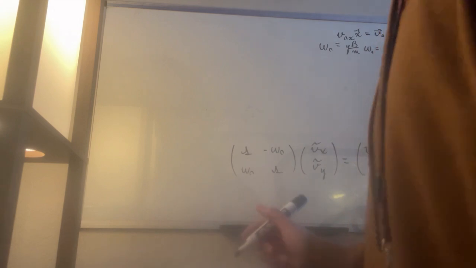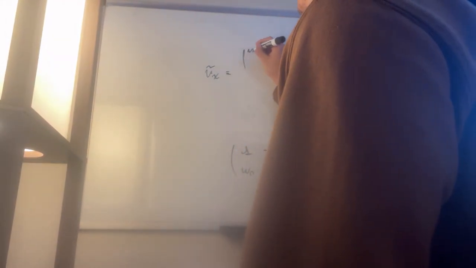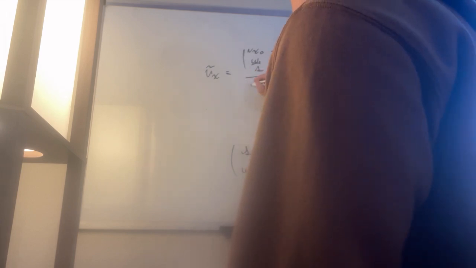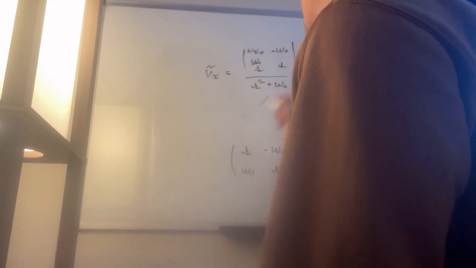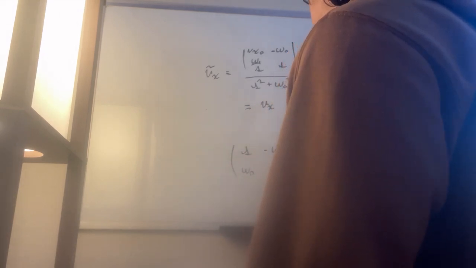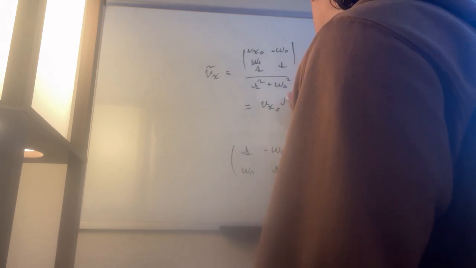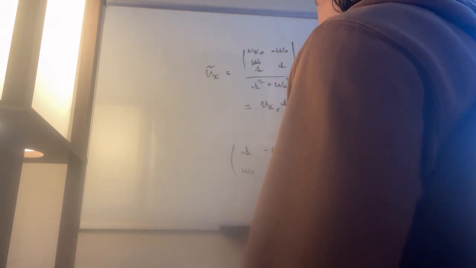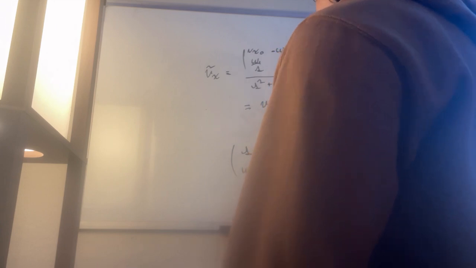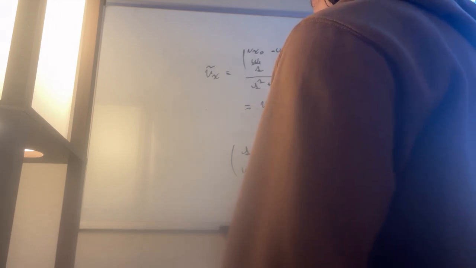So with that out of the way, vx tilde is equivalent to the determinant with vx naught and then omega 1 over s, times negative omega naught and then s, divided by s squared plus omega naught squared, which is going to be equivalent to vx naught s plus omega 1 omega naught over s, all divided by s squared plus omega naught squared.